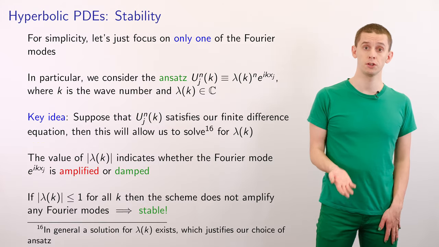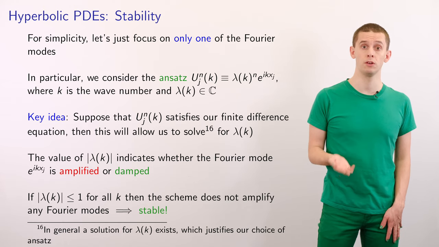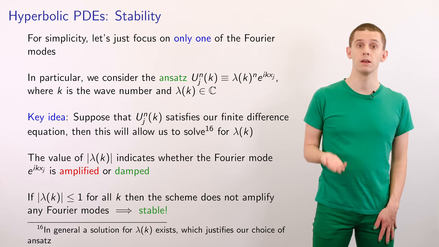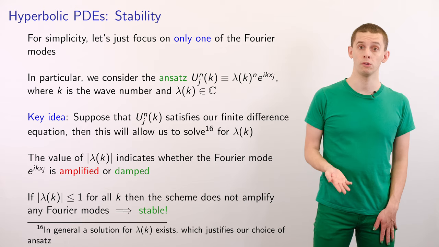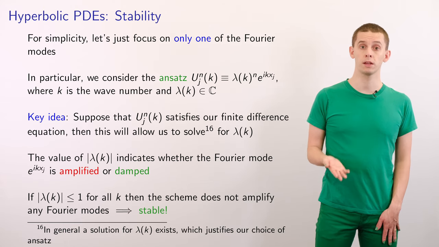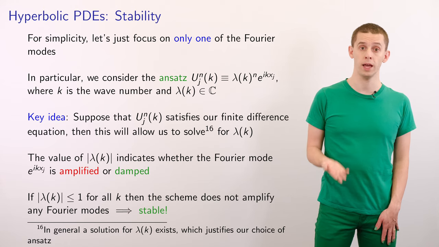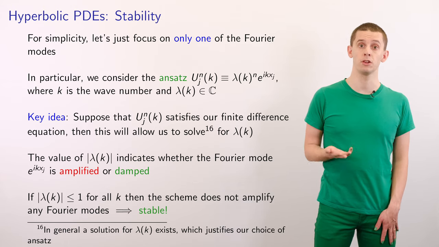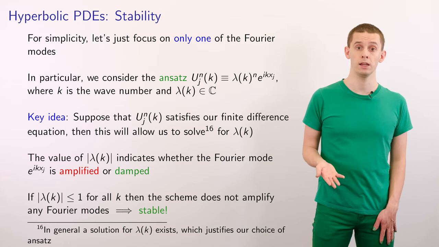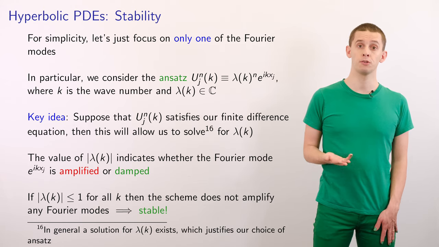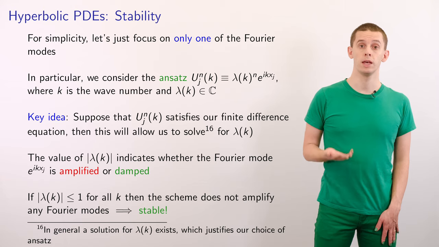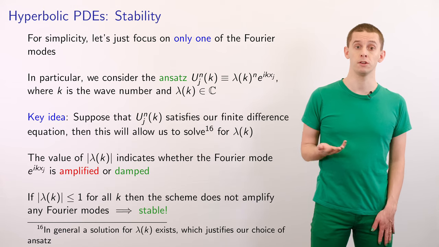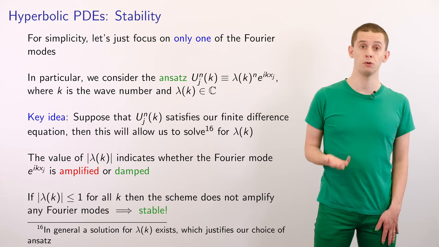We first developed stability analysis for linear PDEs, where we can express our solution in terms of a linear combination of components, each of which satisfy the PDE. And for simplicity, this allows us to focus on only one of the Fourier modes. So in particular, let's consider a Fourier mode with wave number k, and we'll consider the ansatz u_j^n(k) is equal to lambda(k) to the power of n times e^{ikx_j}. And here, lambda(k) is a complex coefficient. And the key idea is to suppose that u_j^n(k) satisfies our finite difference equation. And that will allow us to solve for lambda(k).